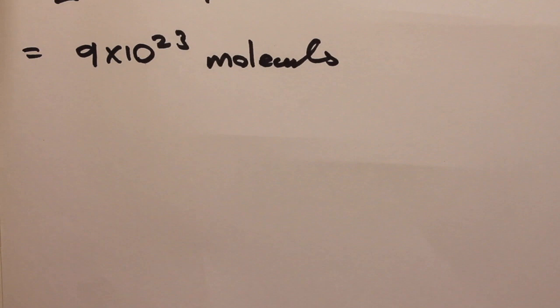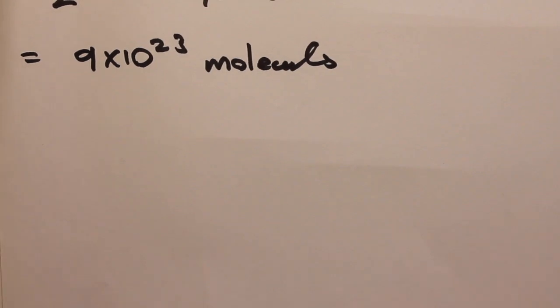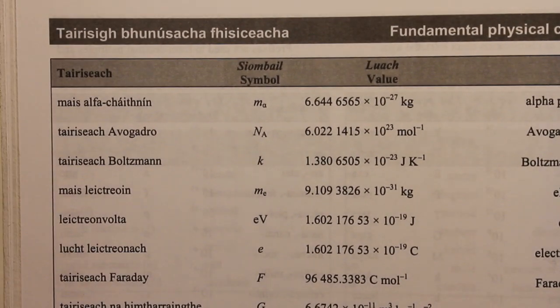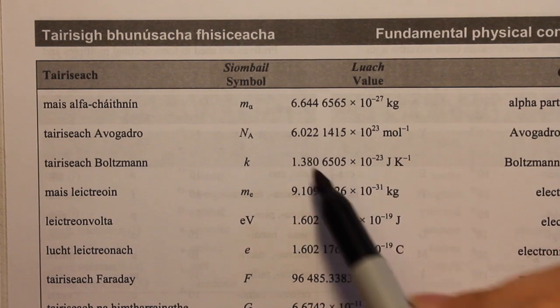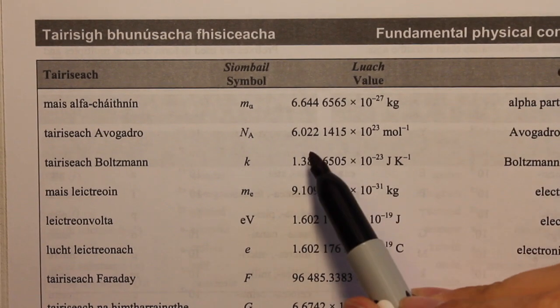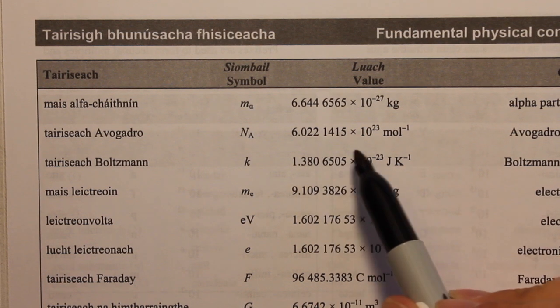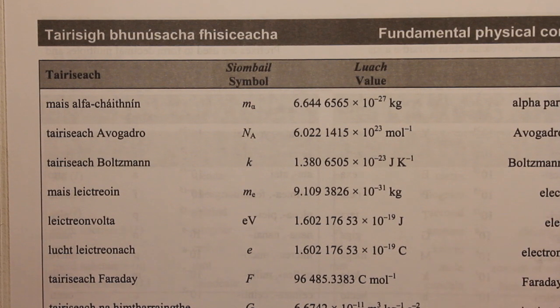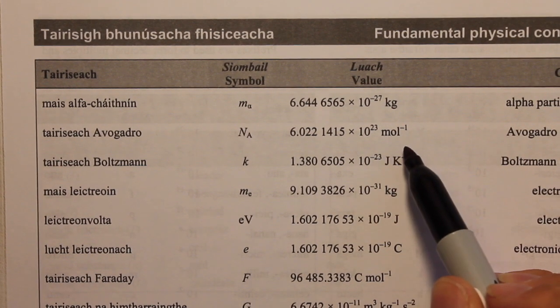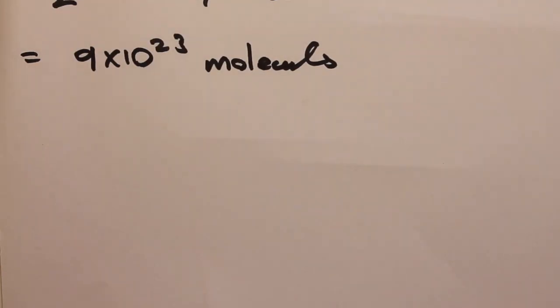Now we need to convert from molecules to moles. And to do that, we must use Avogadro's number. And this can be found on page 46 of your Formula and Tables booklet. And Avogadro's number is 6.02 by 10 to the 23 molecules, or atoms, or particles, or things per mole. In this case we're going to be using molecules.